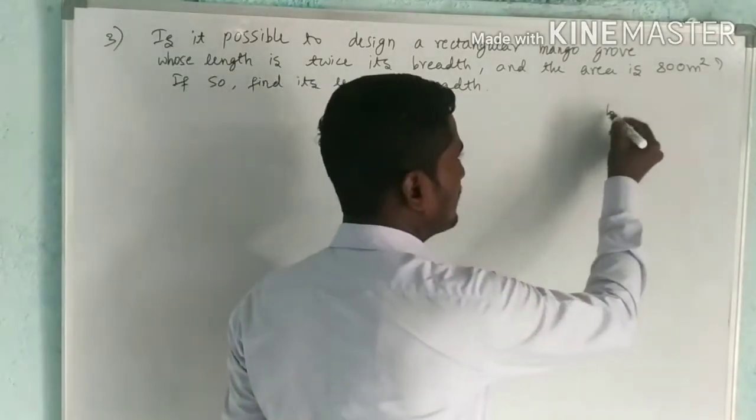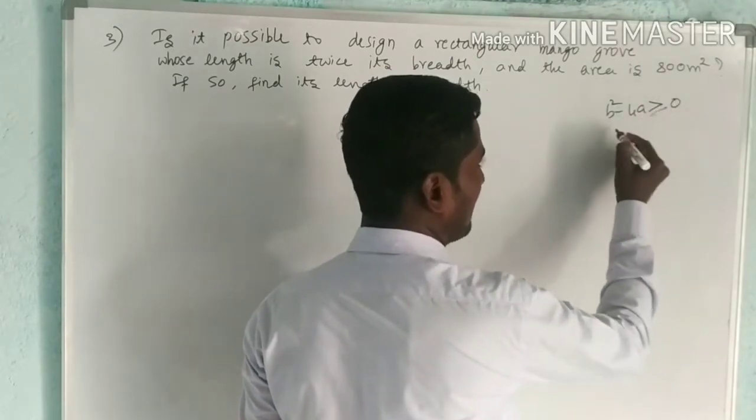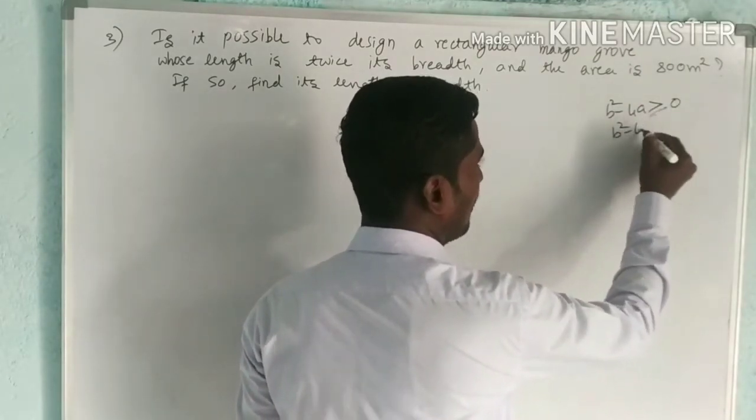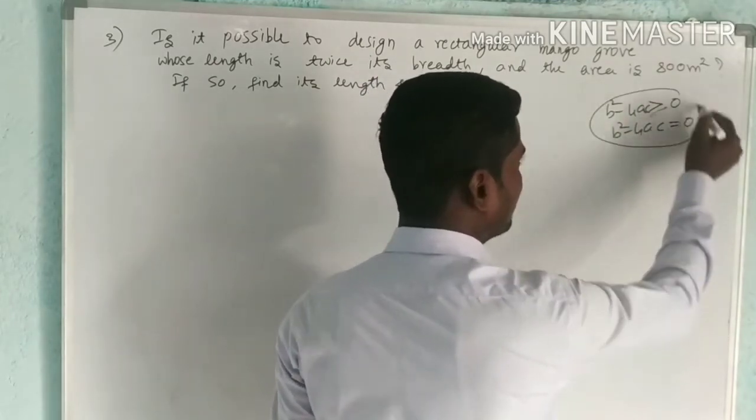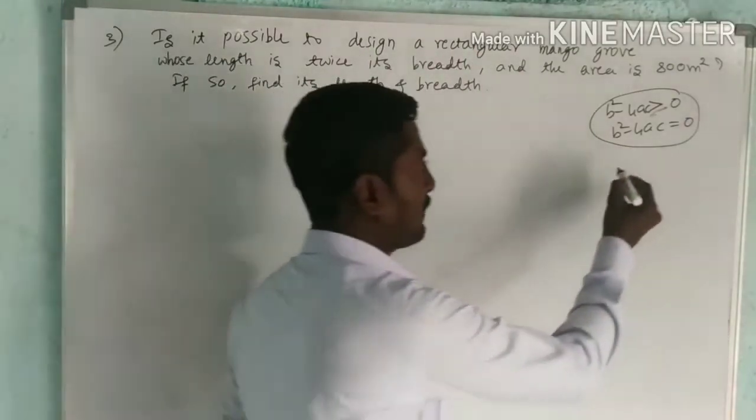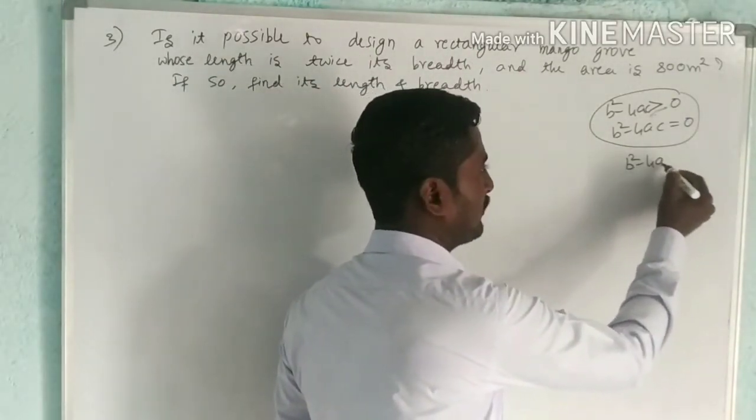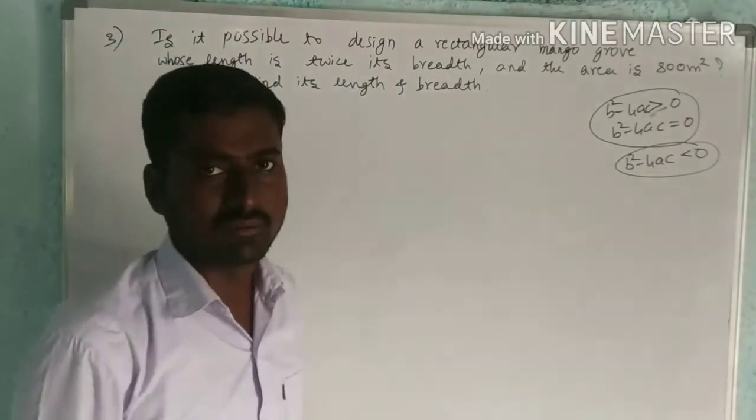That is, b square minus 4ac is greater than 0, or b square minus 4ac is equal to 0. If these two conditions are there, then I can say that it is possible. If suppose the condition b square minus 4ac is less than 0, then I can say it is not possible.